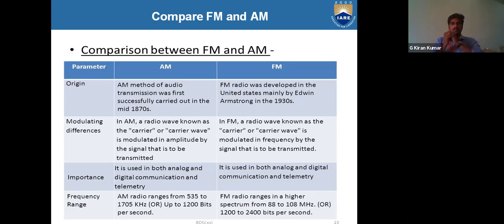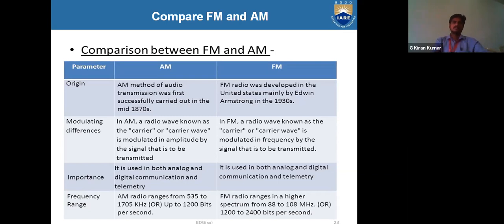And here we can see the importance. The AM signal is used in both analog and digital communications and telemetry communications. The FM signal is also used in both analog and digital communications and telemetry. Both have similar importance.